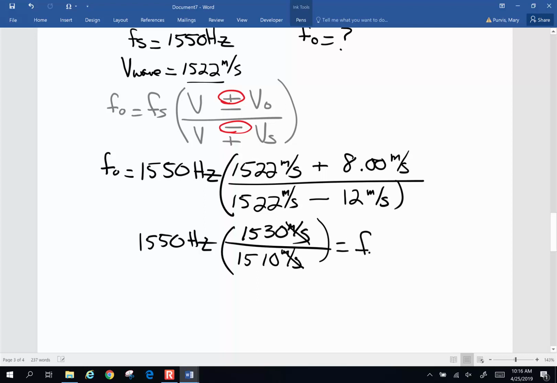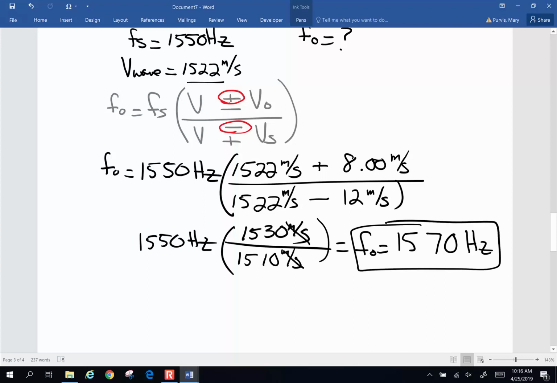a frequency that is observed of 1571 or 1570 hertz, depending upon how you round off. If we round off to 3 sig figs, I guess it's 1570. That's the observed frequency heard by sub B. Sub B, sorry about that.